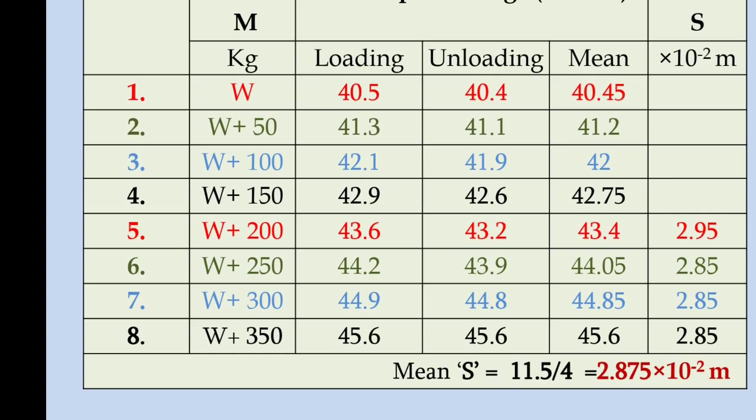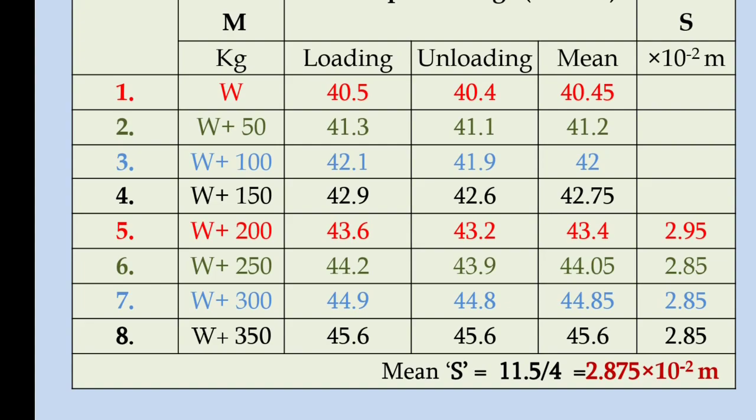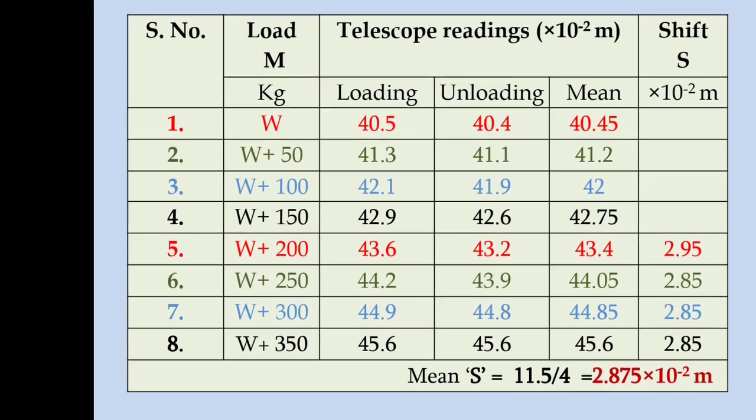So, for the first dead load W, for loading and unloading we have 40.5 and 40.4 and the mean is 40.45, and for W plus 50 the loading we have 41.3, for unloading we have 41.1, so the mean is 41.2. In the same way we can take the mean of the scale readings corresponding to unloading and loading till W plus 350. For the last reading it is 45.6 and 45.6, so the mean is 45.6.